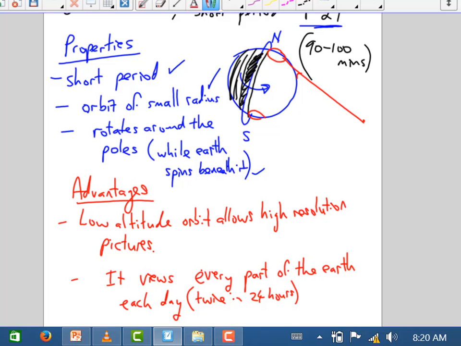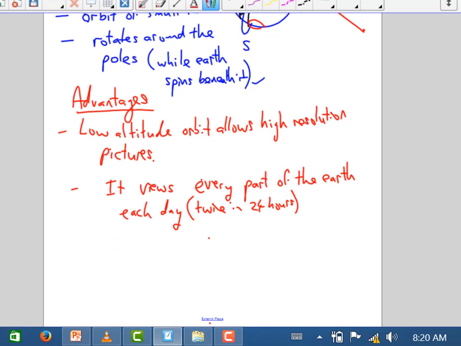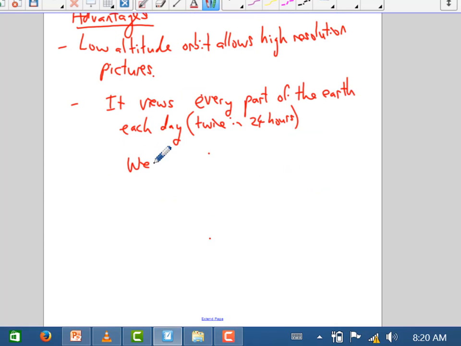Now, what uses will that have? So, really good for looking at weather and surveillance, as uses because of those reasons there.